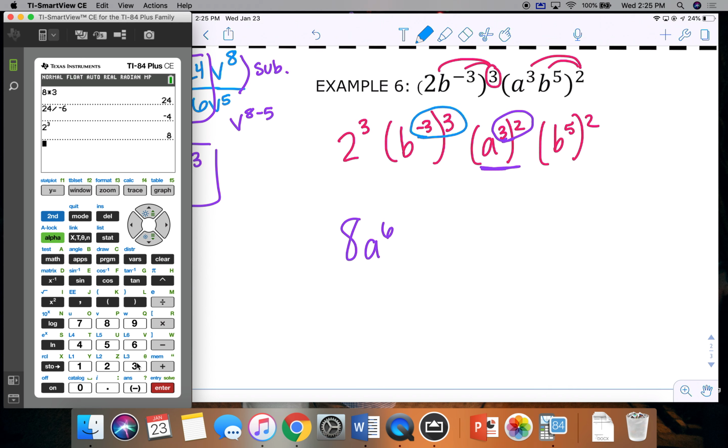And then with the B's, I have -9 and +10. Because they're separated, I will add them. So -9 plus 10 is a +1.